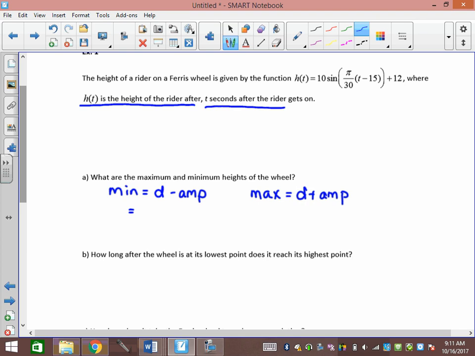So D is what? 12. Amplitude is what? So this one starts at 2. It should say the height in meters. That's just a typo. It should give a unit of measurement, or else it could be centimeters, whatever. So this one starts at 2, and what's the highest it goes? So 12 plus 10, so it goes to 22.